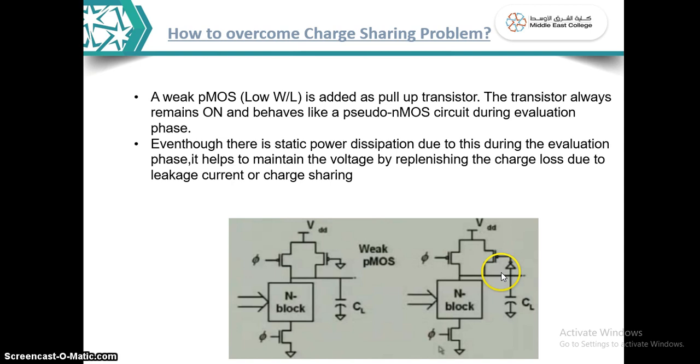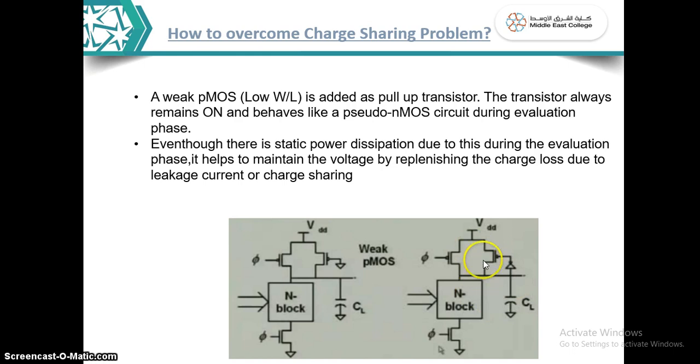So the moment the output becomes 0, the input of this PMOS will be 1, right? So when the input is 1, this PMOS will be off. So of course in the evaluation phase, it will not fight with the current that is flowing through the NMOS network. So in that case, we don't have the static power dissipation problem.